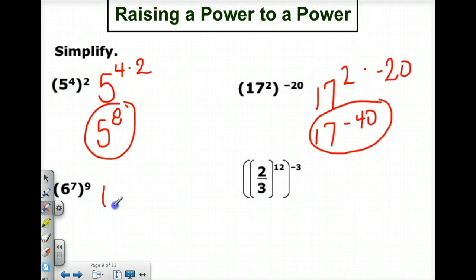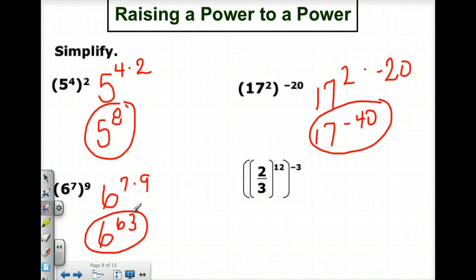The base is 6. We have an exponent of 7 and 9. So let's multiply those together. 7 times 9 is 63. 6 to the 63rd power.